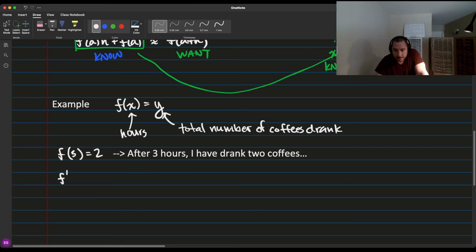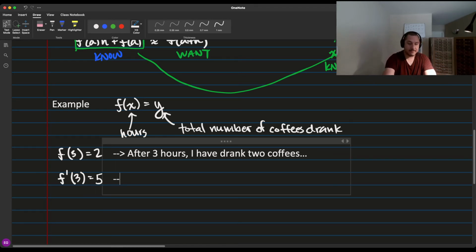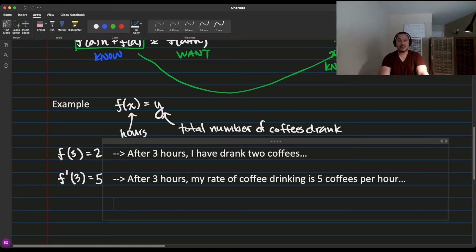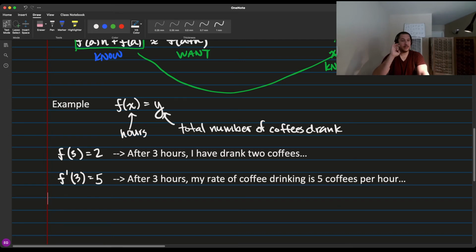Now, let's say that f prime of 3 equals 5. The derivative is a rate of change. So what that means is that after 3 hours, my rate of coffee drinking is 5 coffees per hour. Does that make sense? At the 3 hour mark, it looks like I'm going to keep drinking 5 coffees per hour, because remember, the derivative is a rate of change.